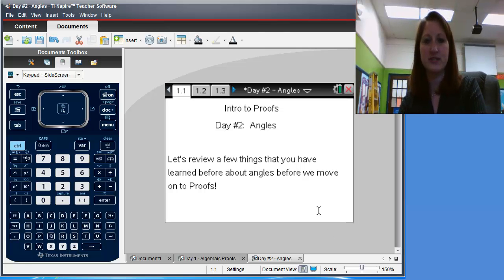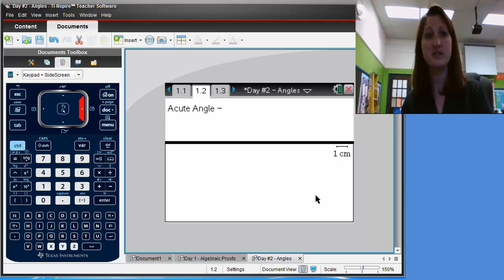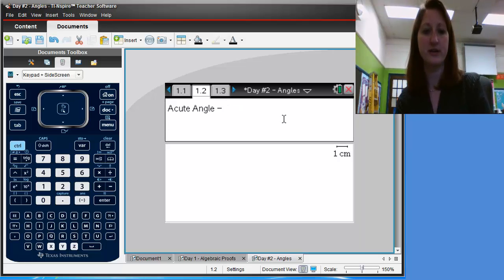Alright, if we take a look at the second page, it asks us basically to define an acute angle, and then we're going to draw a picture. So for an acute angle, it's an angle less than 90 degrees.